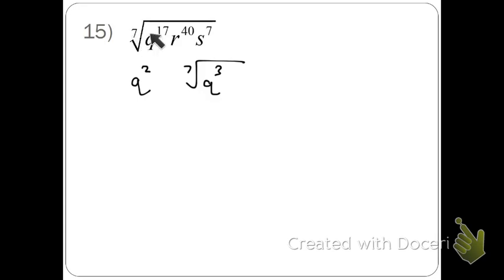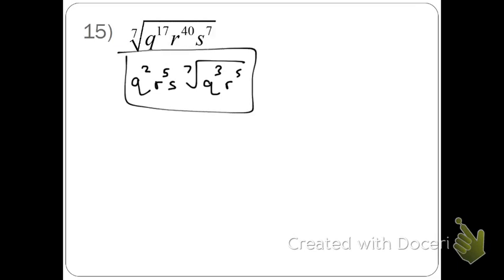How many 7s are in 40? 5. So r to the 5th, remainder r to the 5th, right? 35 plus 5. And then how many 7s are in s to the 7th? Just 1. Nothing left over. Don't forget to write the index, the 7th root.